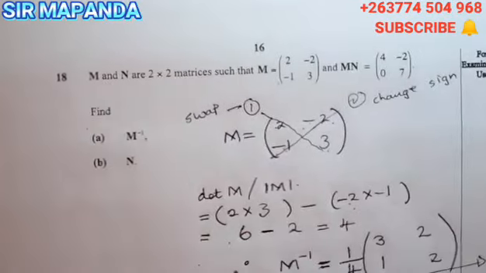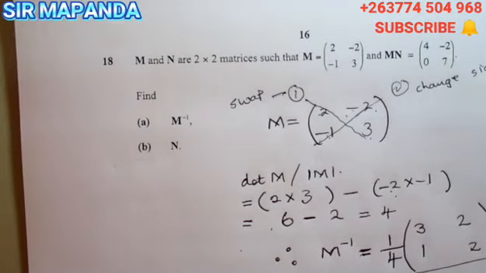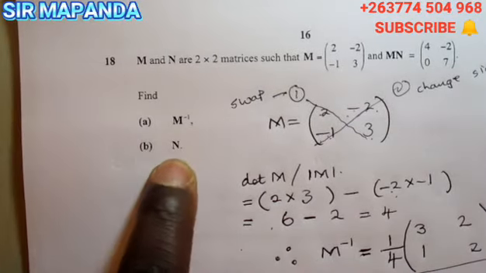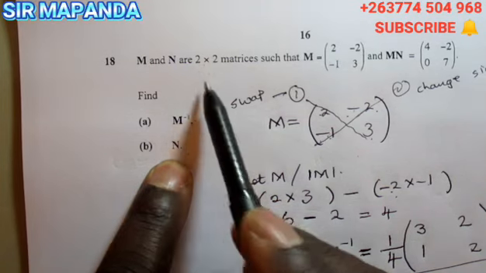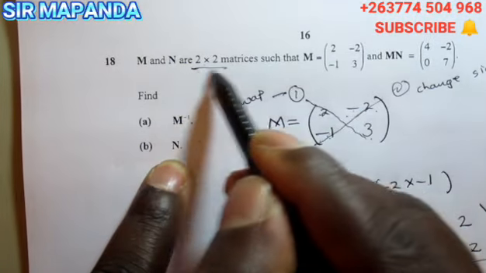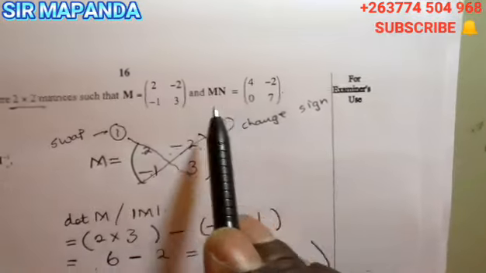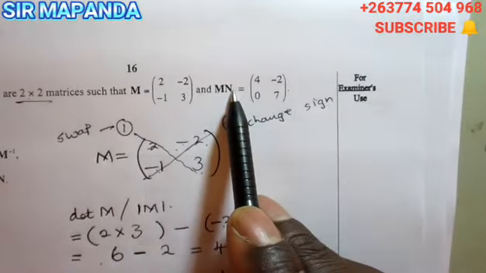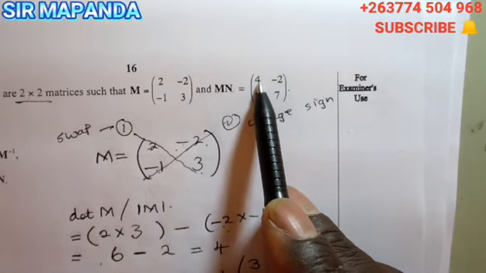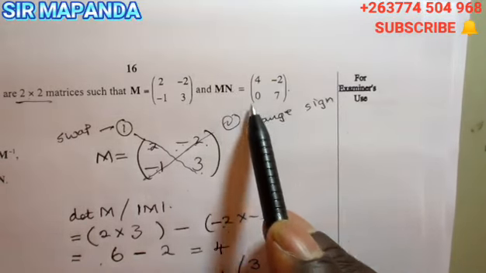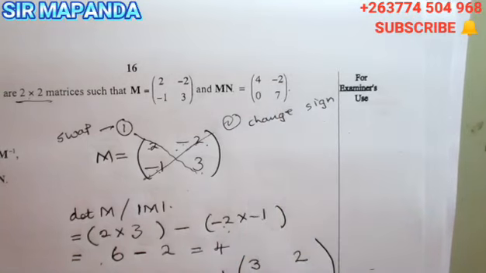On to part B of the question. Find the matrix N, where N is a 2 by 2 matrix. We are given information that MN is equal to 4, minus 2, 0, and 7. I hope you are listening, class.